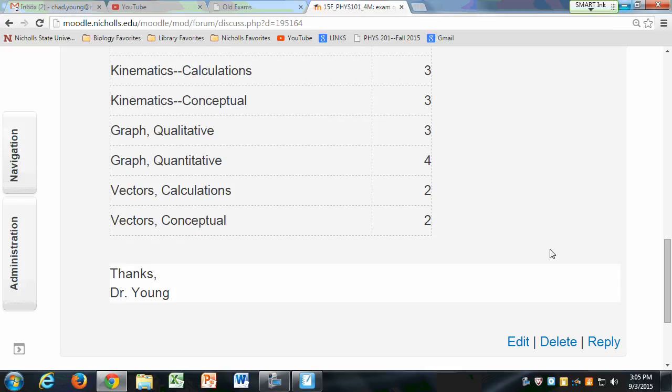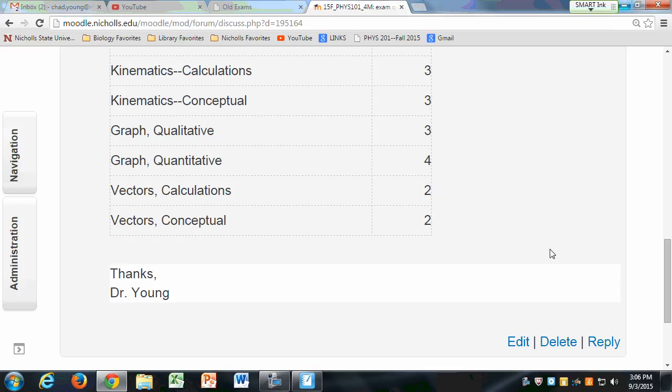And then only for 101, you'll have 2 problems with vectors, one of which will be finding the x or y component of a vector. The other of which will be finding the sum of 2 vectors, one of which is on axis, one of which is off axis. So it's at an angle from the x-axis, and then finding either the magnitude of the sum or the direction of the new vector.